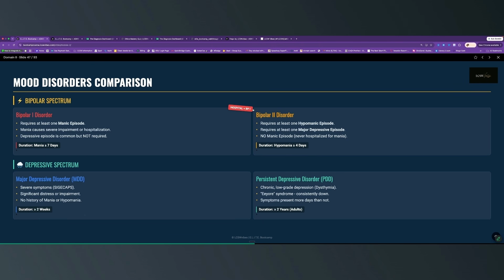Persistent depressive disorder, what changes the game? How do you know someone has persistent depressive versus the major depressive? Years, longer period of time. Absolutely, that time frame, that is the big piece.